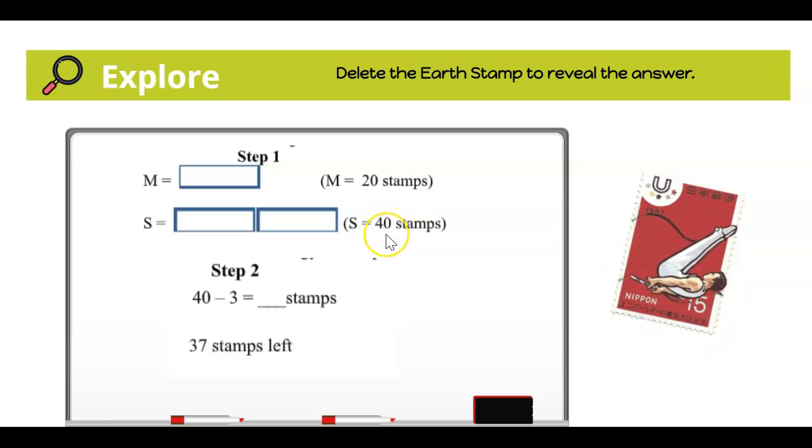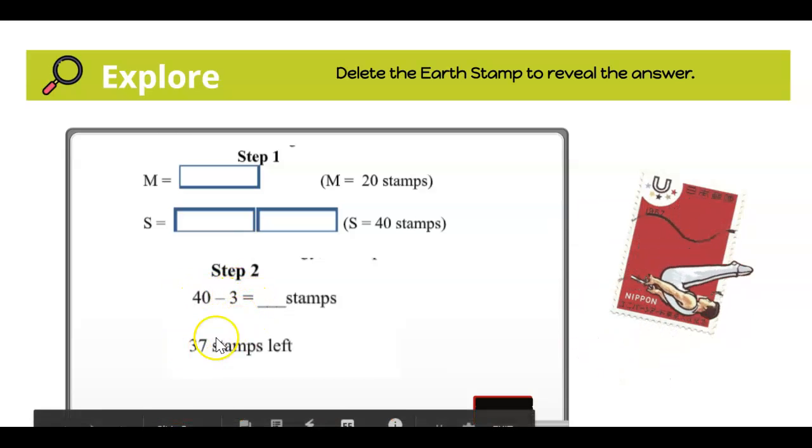Okay. So the question is, her sister used 3 of her own stamps to mail letters. So her sister started out with 40, and you have to subtract. If you use up your stamps, that means that you no longer have them. So you have to subtract them. 40 minus 3 is 37.